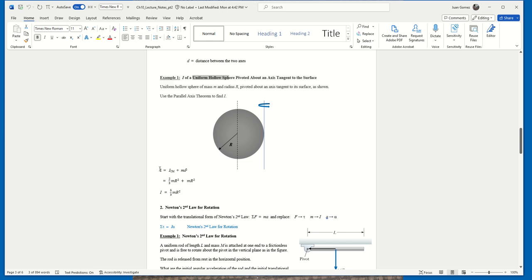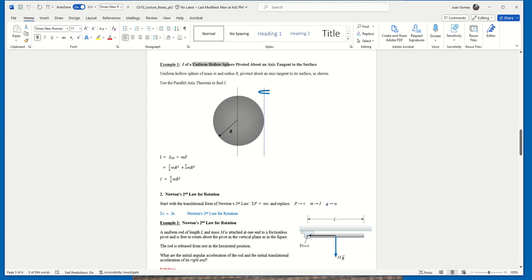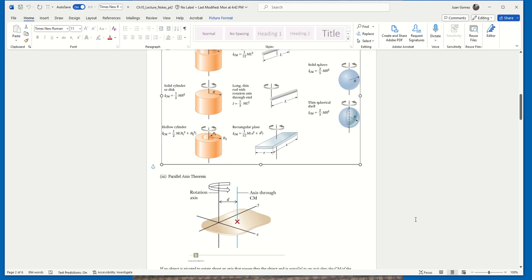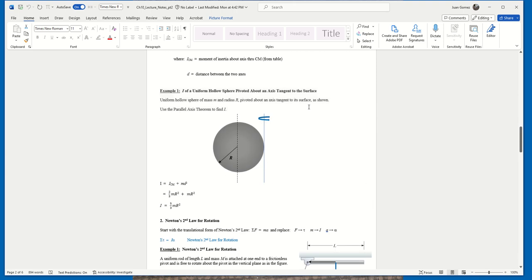Okay. Well, I is equal to ICM plus md squared. Well, for a uniform hollow sphere, the ICM is 2/3 mr squared. If you're not sure, table, right there. Okay, so ICM is 2/3 mr squared. Well, and so it's 2/3 plus m. But remember, little d, the distance d is the distance between the two axes. Well, clearly, this is the axis through the CM. This is the axis about which I want the moment of inertia. Well, the distance between them is simply r, the radius of the sphere.